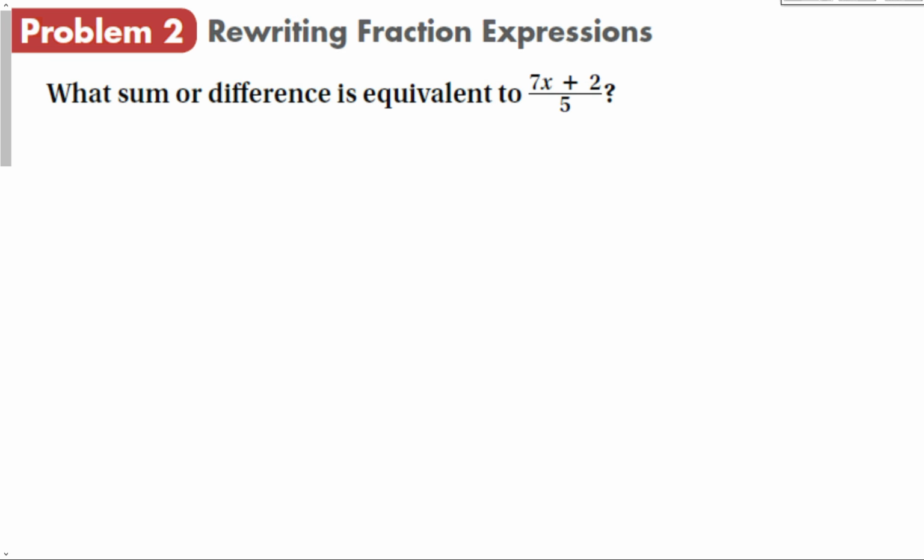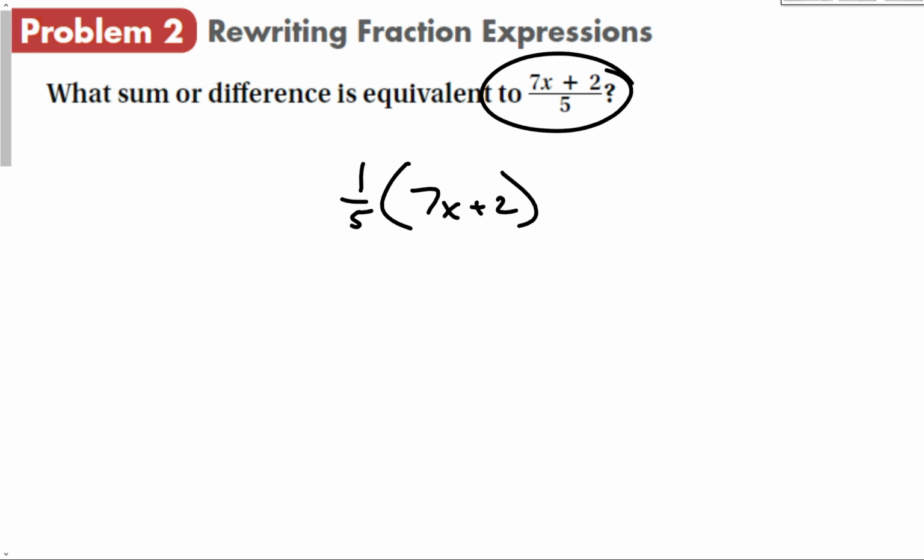But let's use the distributive property to show that. We can use the property that we just talked about to say that this expression right here is going to be equivalent to 1/5 times 7x plus 2. Now I can distribute that 1/5 to give me 7x over 5 plus 2 over 5. And then, of course, if I wanted to put them back together, now they have a common denominator, I could do that to get back to where I started.